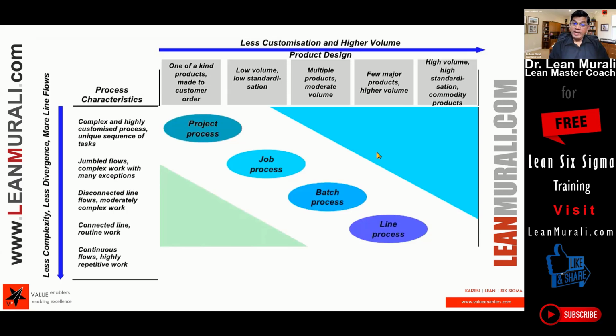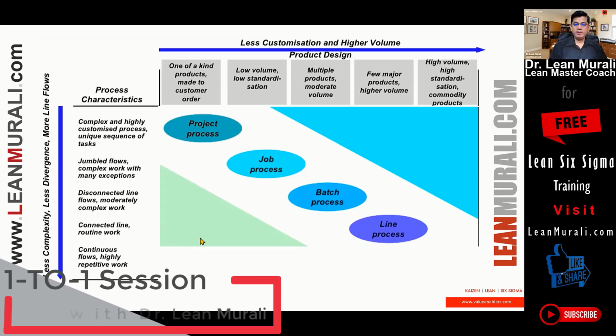Now we need to see where the automotive sector falls. Why lean was applicable in the automotive sector very easily to start with, and then how other companies are trying to simulate this or learn from it. So, few major products, higher volume, and here a connected and routine work line. And what's the last one?